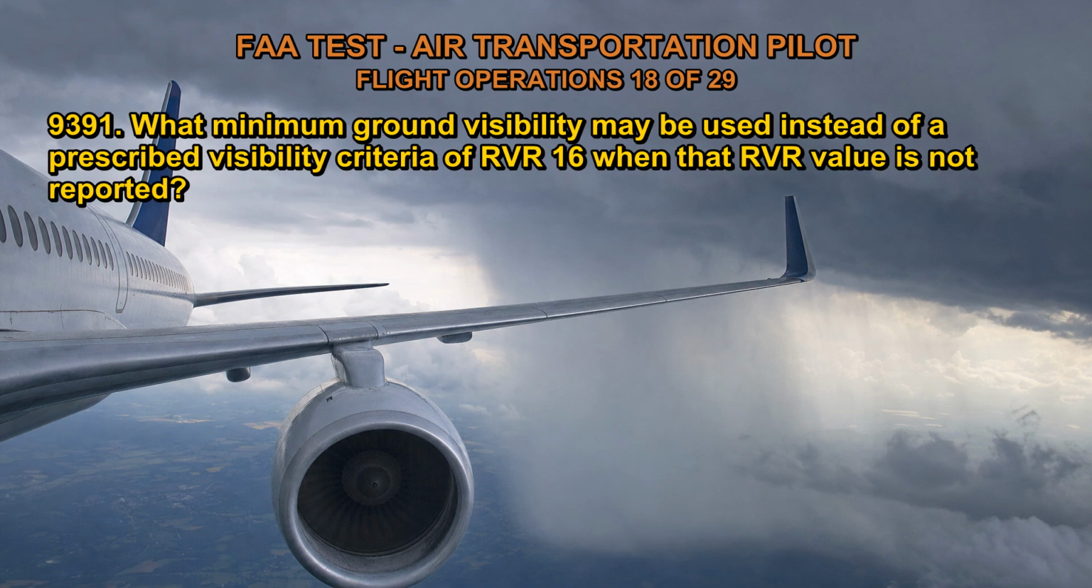Q9391. What minimum ground visibility may be used instead of a prescribed visibility criteria of RVR 16 when that RVR value is not reported? A. 1/4 SM. B. 3/4 SM. C. 1/2 SM.